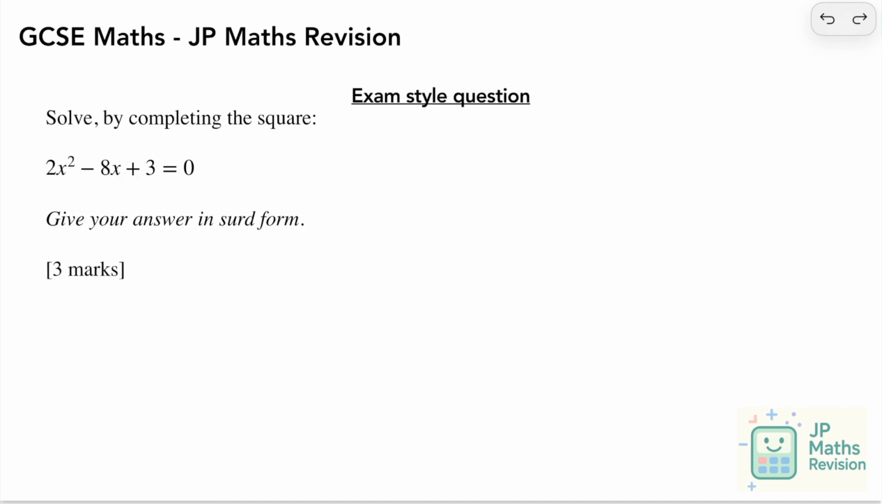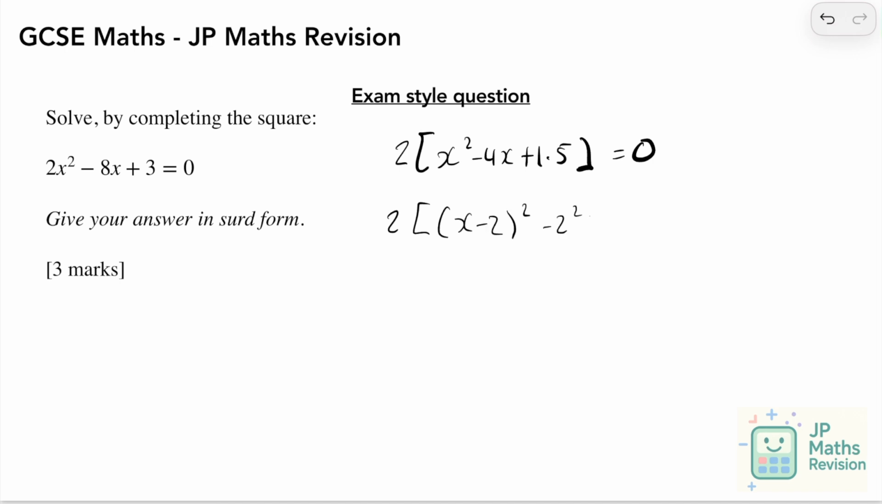So here's an exam style question. It says solve by completing the square, 2x² - 8x + 3 = 0. So it says give your answer in surd form, so we don't need to actually work out what it is as a decimal. Sometimes you might have to give your answer to 3 significant figures, but this one just wants it in surd form, so that's fine. So I'm going to factor out the 2, so it's going to be 2(x² - 4x + 1.5) = 0. And then I'm going to complete the square, so it's going to be 2[(x - 2)² - 2² + 1.5] = 0.